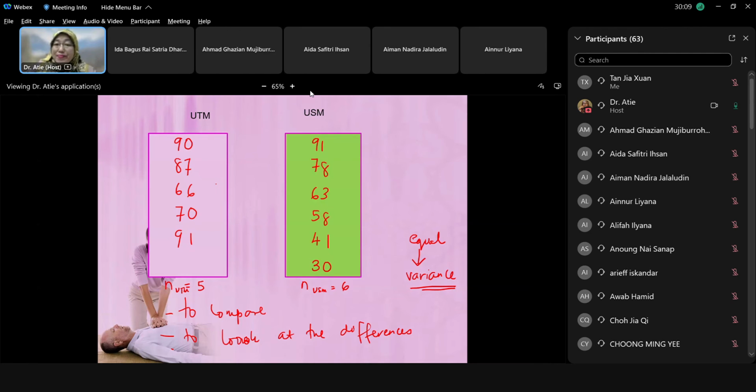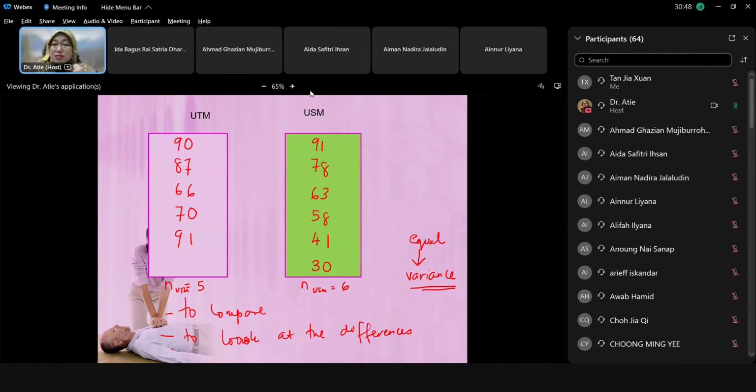Why? Because if you see that UTM, the 5 students are all good students. They have a very high score. But when I look at the USM scores, it is a little bit unfair because there are some students who have a very low score. So it is very unfair to compare these two groups because they do not have equal variance. The variance is not equal because one is good, the other one is not good.